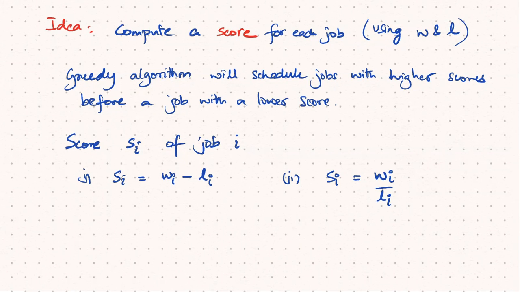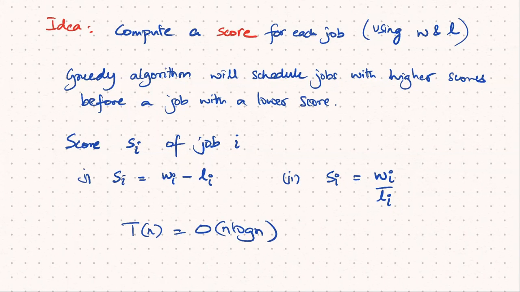If you have n jobs, the runtime of this algorithm is simply order of n log n. It's basically the sorting that is going to take the most. I'll spend linear time, order of n, to compute the n scores, and then I'll spend n log n to sort them. Once I've sorted them, that's the order that I'm looking for.